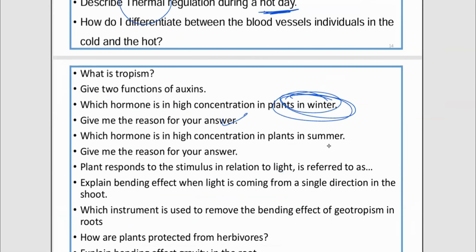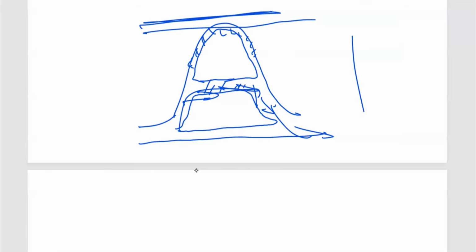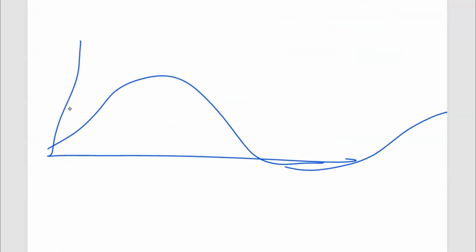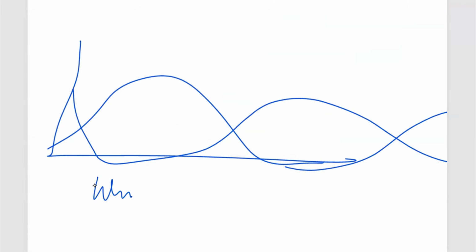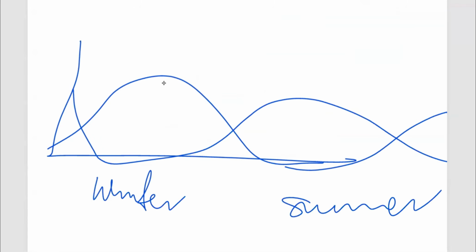Which hormone is high in summer? So we have said it. We also have said that they have too much germination. So if they bring a graph, just a graph like this, and they say hormone, and this is winter, and this is summer, and they say this is A and this is B, and ask you which hormone is A and which hormone is B.